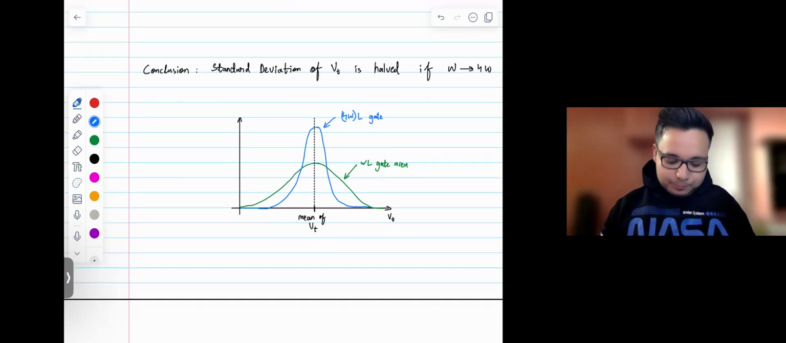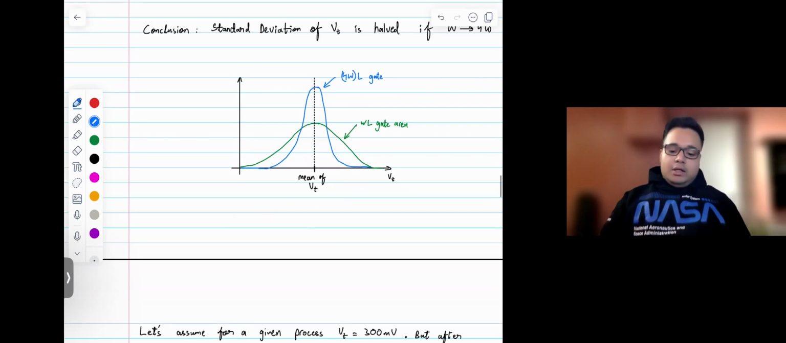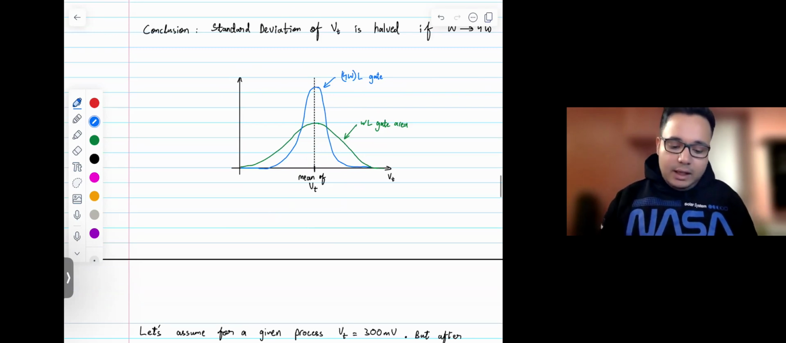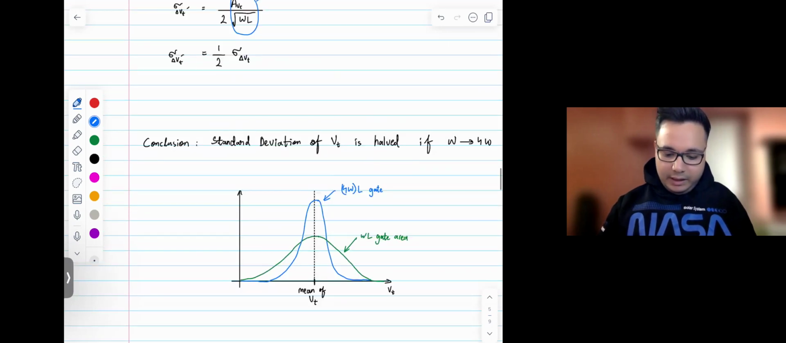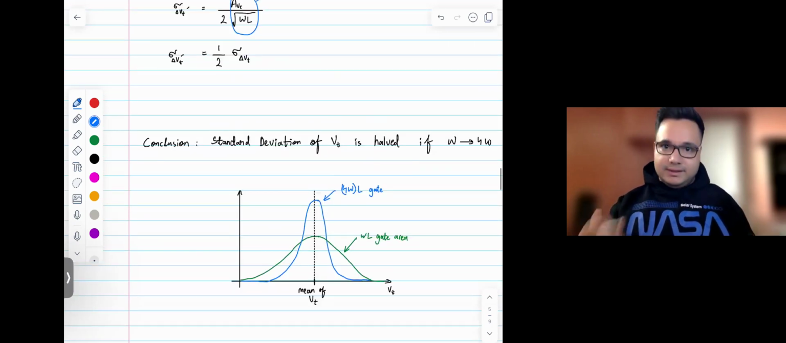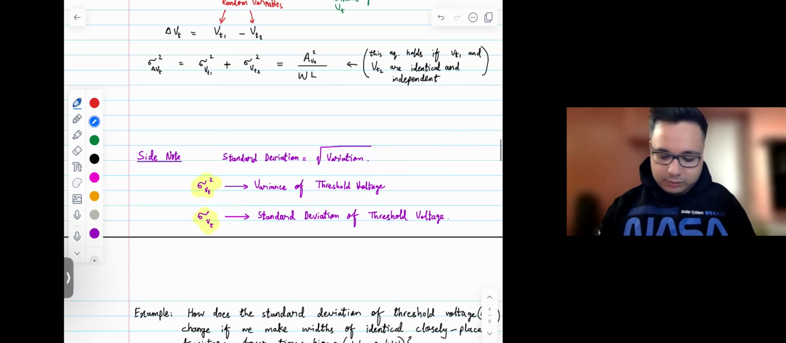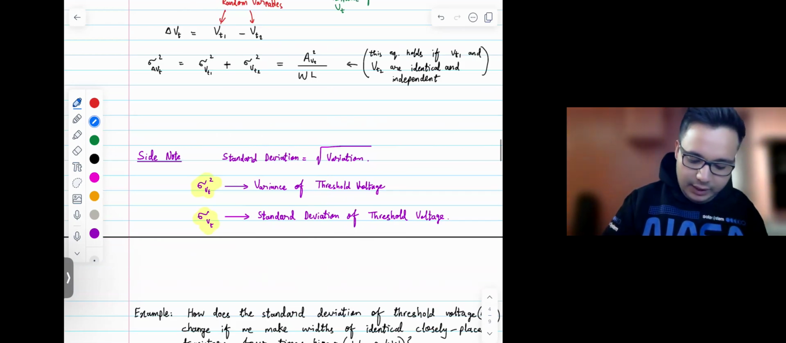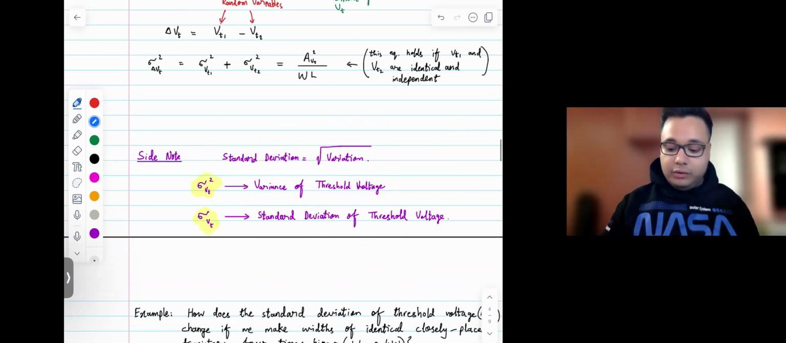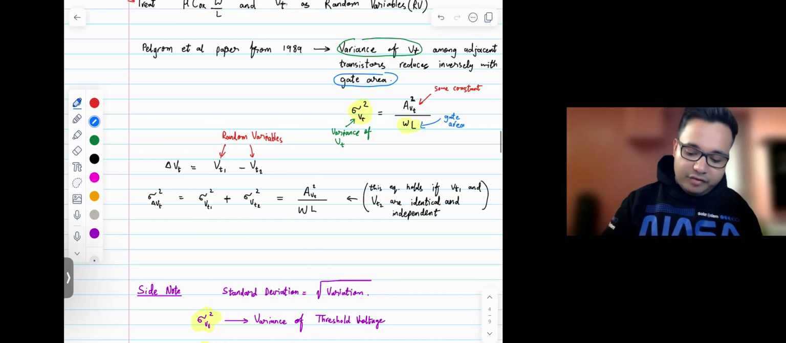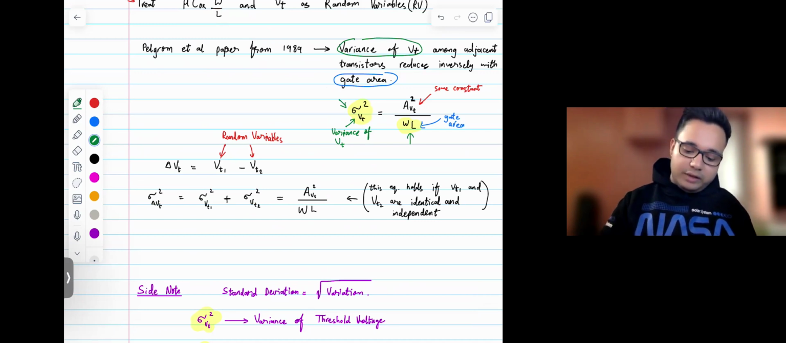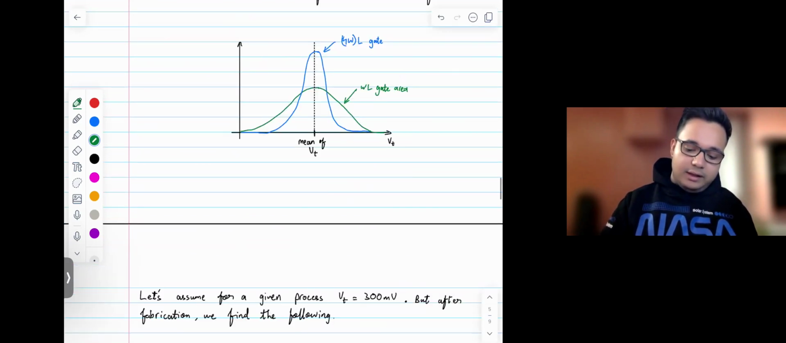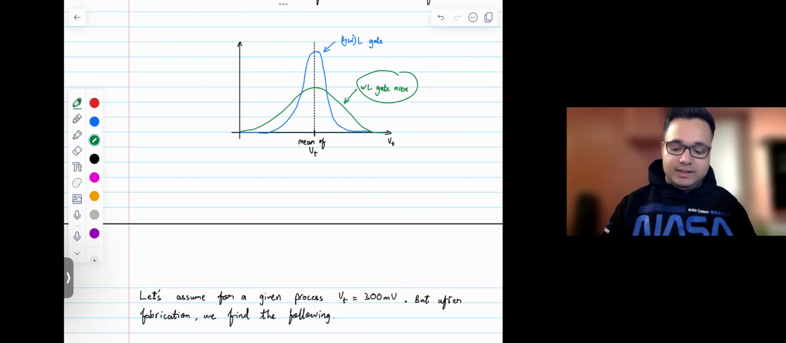So that's great. And by the way, this conclusion is the same as what we saw in Pelgrom's law, right? We said that if you increase the W by L product, then the variance will decrease. And that's what we saw in this graph. If we increase the W by L product, then the variance decreases.